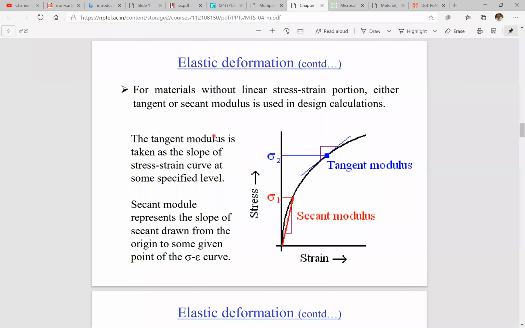Materials without a linear stress strain portion use either the tangent or secant modulus for design calculations. The tangent modulus is taken as the slope of the stress strain curve at some specific level. These are the tangents. The secant modulus is also used for design calculations. Both moduli are taken for design calculations.